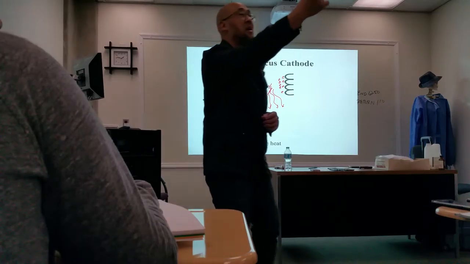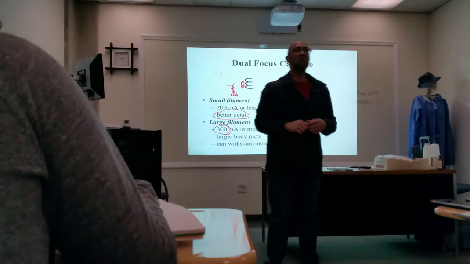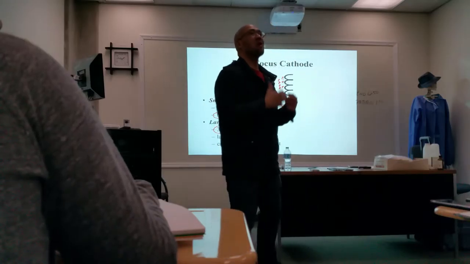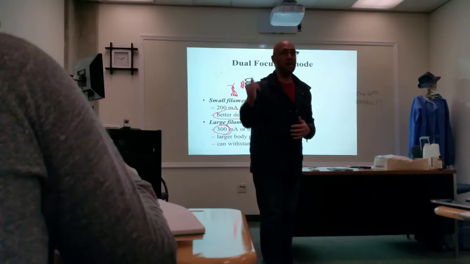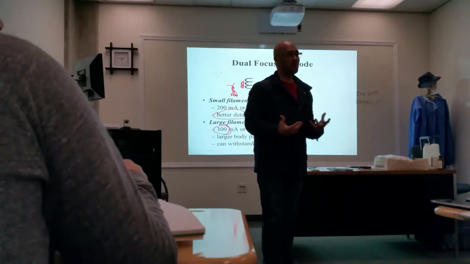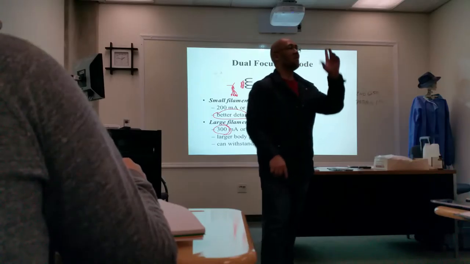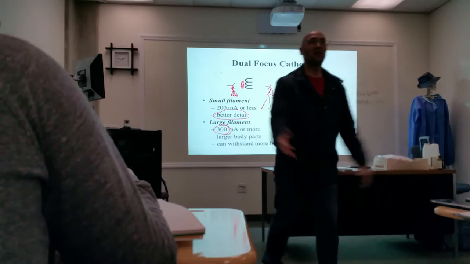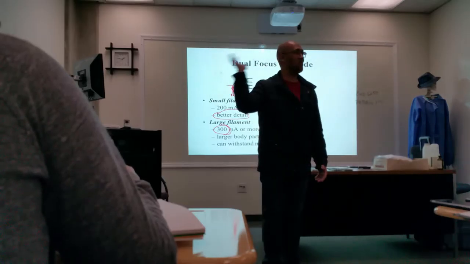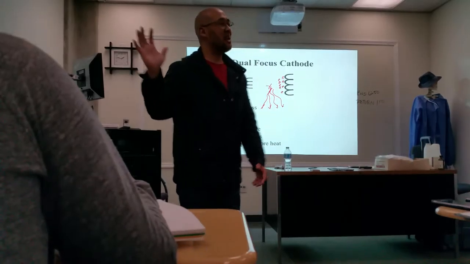Whereas if I needed to paint this entire room, is one bucket of paint going to be good enough? No, so I'm going to need more paint, more MA, more x-rays, okay, to get the job done. Therefore, small body part, small MA. Large body parts, large MA, okay? Now, where does KV come in?